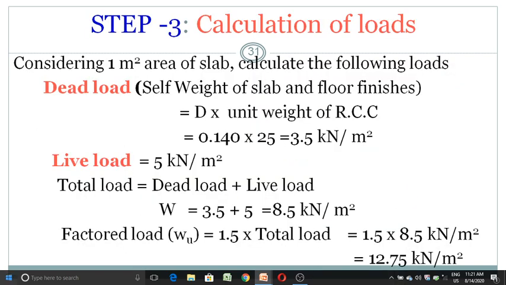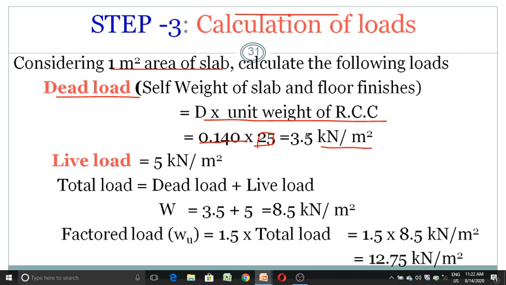And now we go for calculation of our loads. Here only dead load and live load are given. Dead load is nothing but your self weight. This will be calculated as capital D multiplied by unit weight of RCC, as we are designing considering 1 meter square of area of the slab. So the overall depth is 0.140 and the unit weight of concrete is 25 kilonewton per meter cube, and finally we will get the dead load. The dead load is 3.5 kilonewton per meter square.